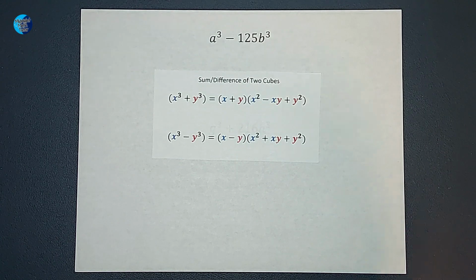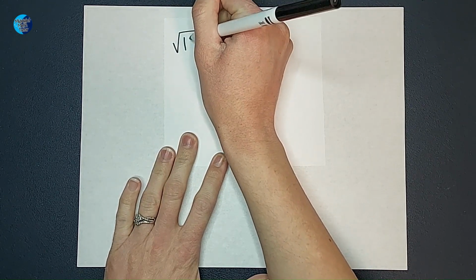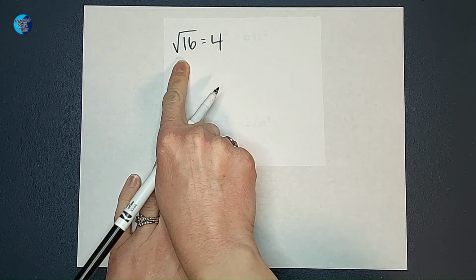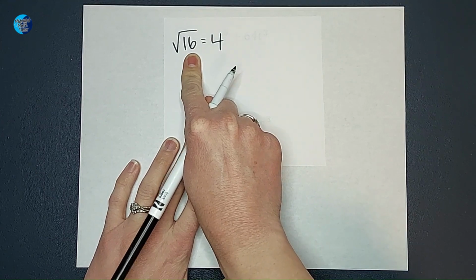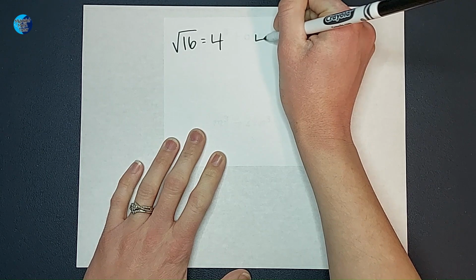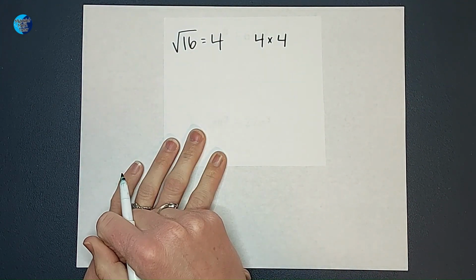Now, if you're like, I don't remember what a perfect cube is, guess what? We're going to do a super quick review. So you're probably pretty familiar with square roots. Like the square root of 16 is 4. And why is that? Because when I do a square root, it's asking me what number multiplied by itself will give me 16. So because 4 times 4 is 16, the square root of 16 is 4, right?